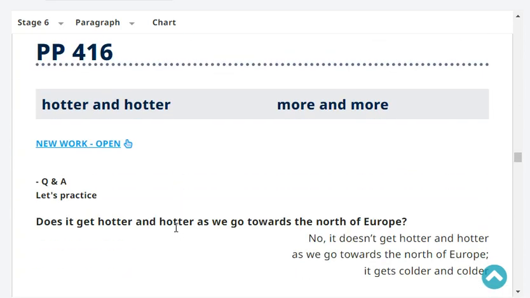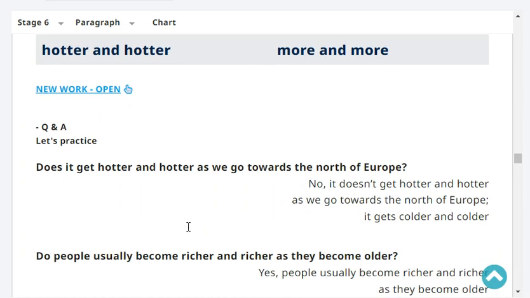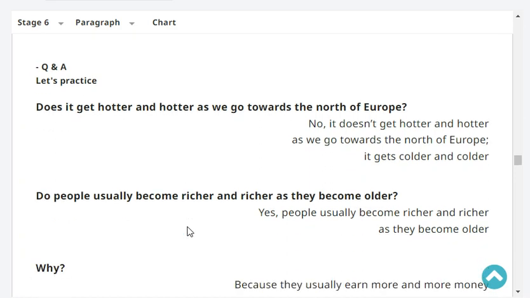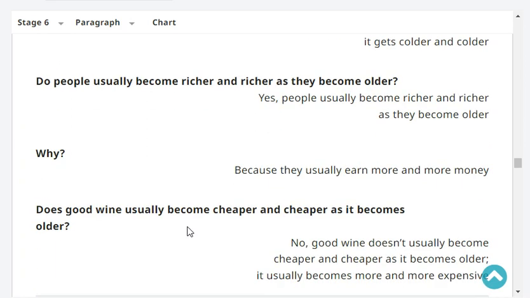Okay, next. Does it get hotter and hotter as we go towards the north of Europe? No, it doesn't get hotter and hotter as we go towards the north of Europe. It gets colder and colder.